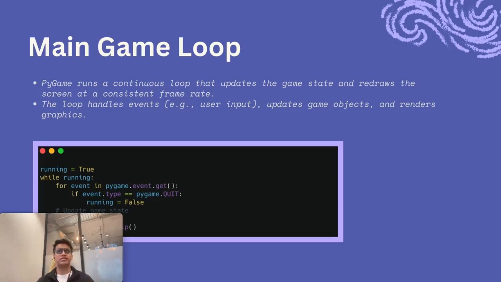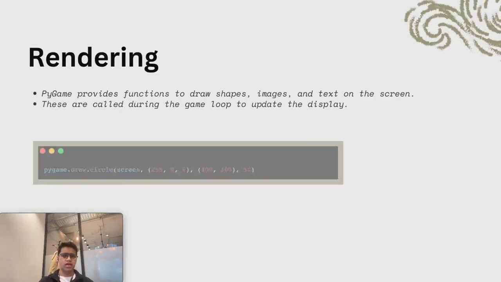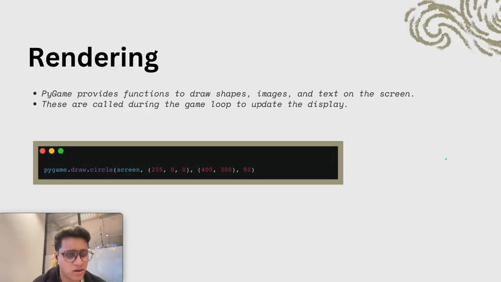A good example is when something happens and the running variable is turned to false. As soon as that happens, it'll break the loop, the output will be put on the screen, and the game will end. So that's the main purpose of the game loop. It also takes care of event handling. It captures live events, like when a key is pressed or when mouse clicks are happening, and all this happens in the event queue. And then it renders all the things on the screen.